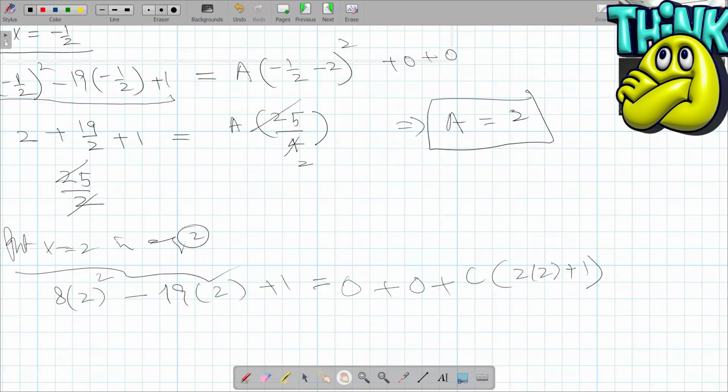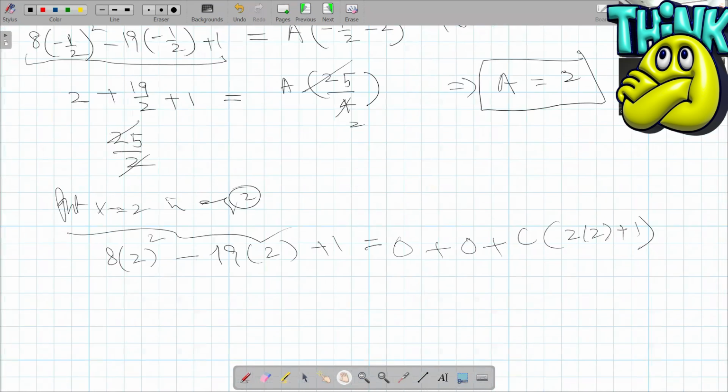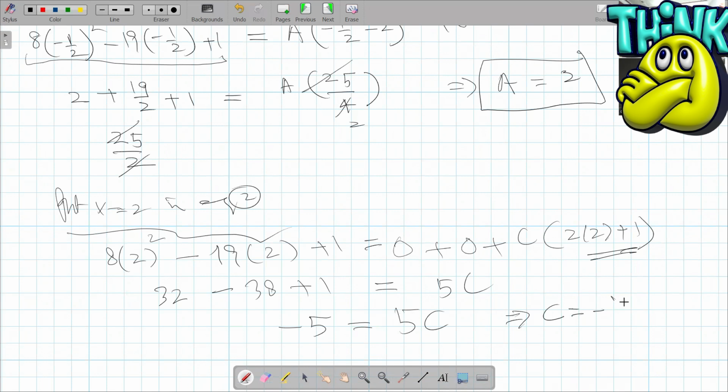X is 2. We are putting x equal to 2. So c times 5. The left hand side is 4 8s are 32, 19 into 2, 38 plus 1. Calculate this. This is 5 times c. So 32 minus 38 is minus 6, plus 1, just minus 5. So 5c is minus 5, so c is minus 1. c is negative 1. So we have obtained two values: a is 2 and c is minus 1.